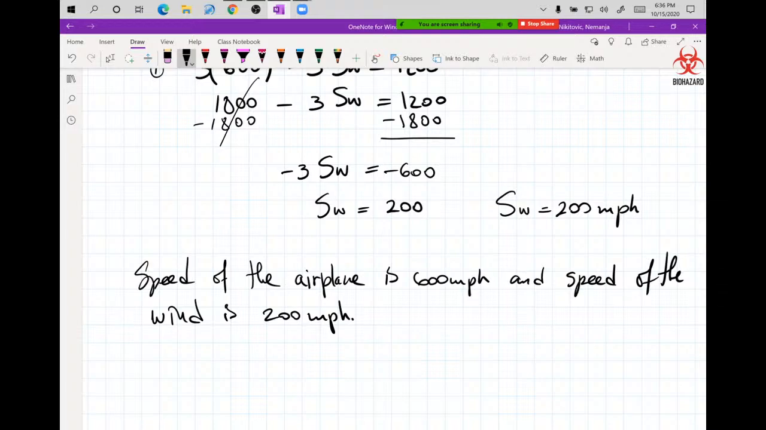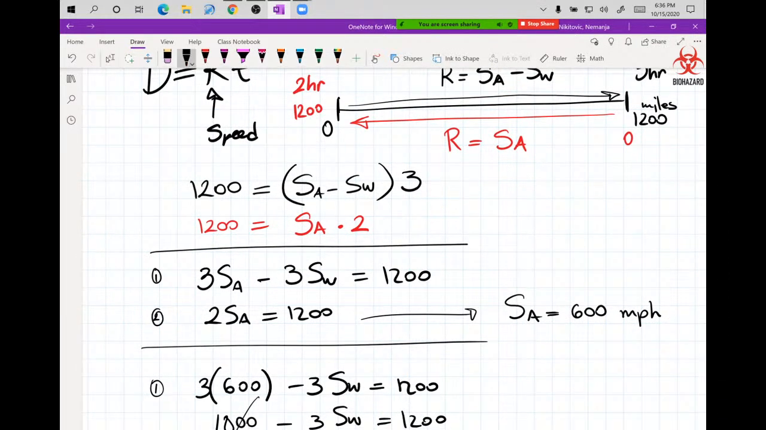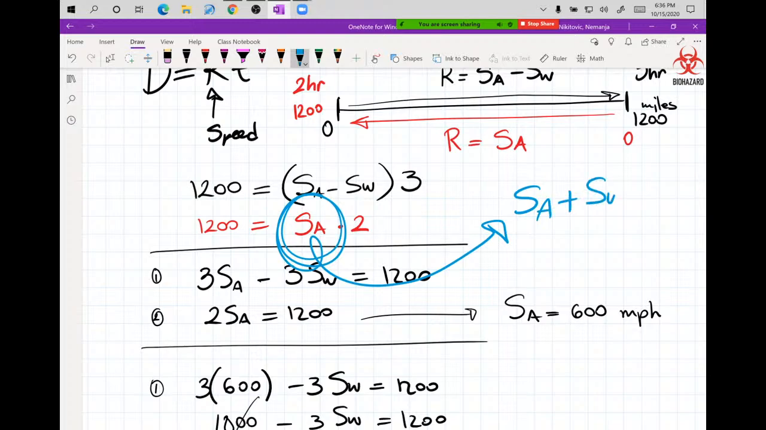So if you decide to redo this problem and just practice, change this SA over here into SA plus SW. If you want to practice this and have the wind help the airplane on the return trip, everything stays the same. Your calculation obviously will change. So that would be the thing to fix. But again, it wasn't in the word problem, so I didn't use it.